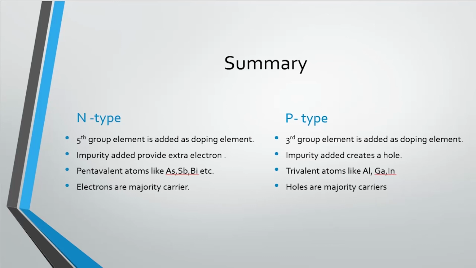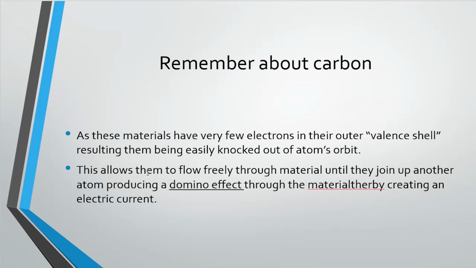Now, if you all remember our carbon topic, how they were conducting. As these materials have very few electrons in their outer valence shell, they are easily knocked out of the atom's orbit. This allows them to flow freely through materials until they join up with another atom, producing a domino effect through the material, thereby creating electric current.